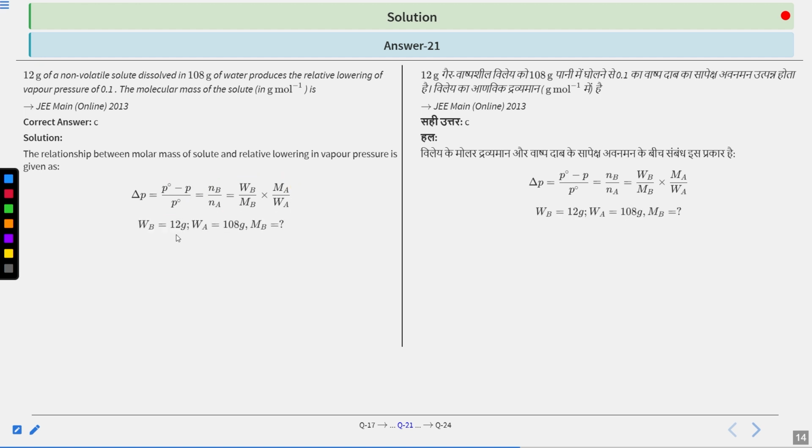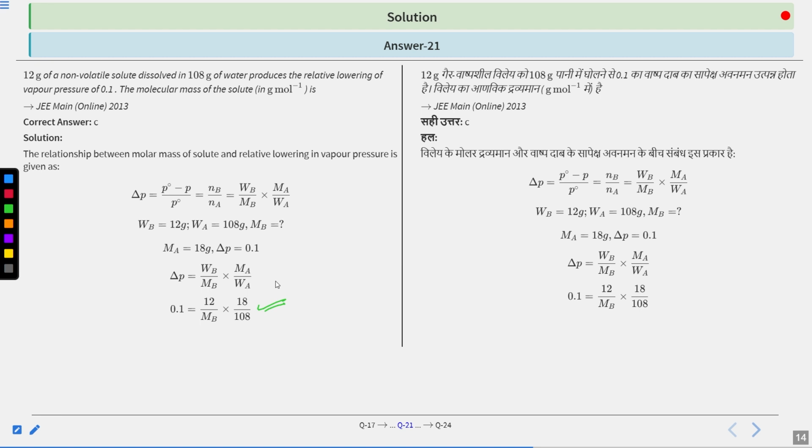Now if you put all the values, 12 grams, 108 grams, then you can simply calculate this MB, because you already know MA, 18 gram. Delta P by P naught is 0.1. Relative lowering of vapor pressure is given and not lowering of vapor pressure, so we can put 0.1 instead of all of this. If you put all of these values, it will give you this equation. Now we rearrange this equation to get the molar mass of B. That will be 20 gram per mole as your correct answer. Because we have to calculate in gram per mole, we don't need to worry further. Now moving on to the next question.